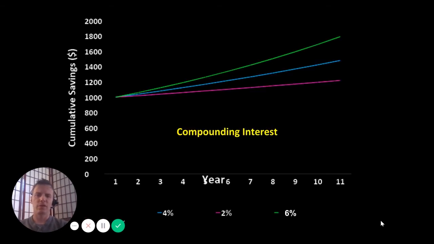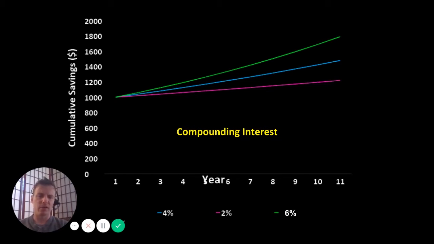So just to give you a sense for how interest rates matter in compounding savings or investment vehicles. Let's assume that we started out with $1,000 in year zero. And there are three different choices for where we can put the money: a savings account that earns 2%, 4%, and 6%. And then we're going to leave it in the account over 10 years.